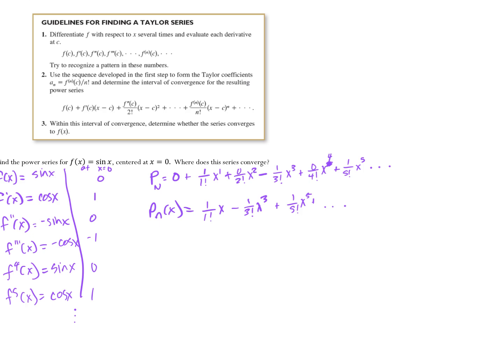If I asked you just in words to describe what patterns you're seeing, what are you seeing? We're getting all the odd terms. Okay, so it's x to an odd power, yes? Okay, what else? Alternating, and my numerators are those odd factorials. Is everybody good?